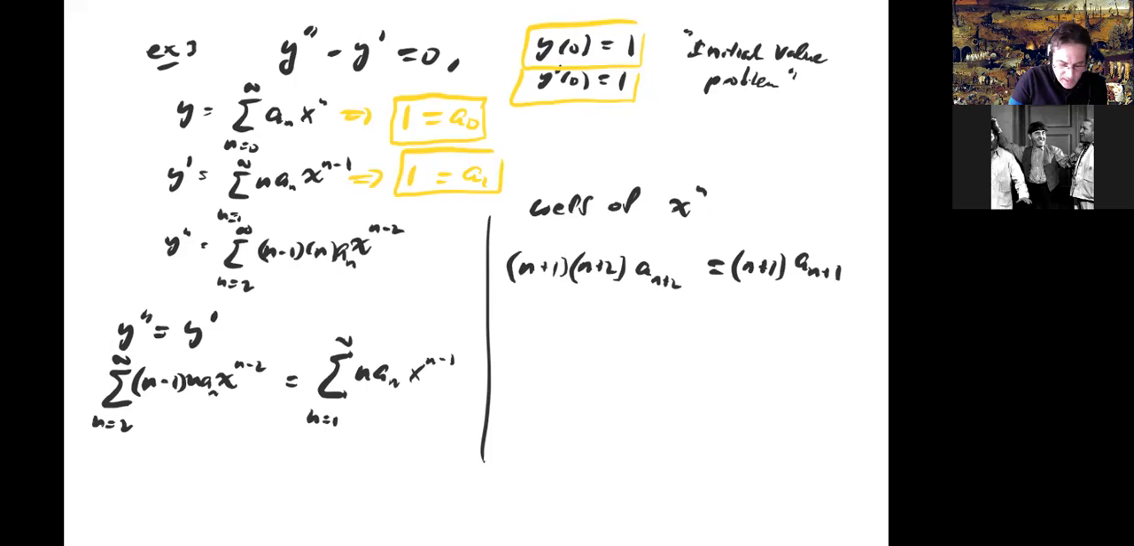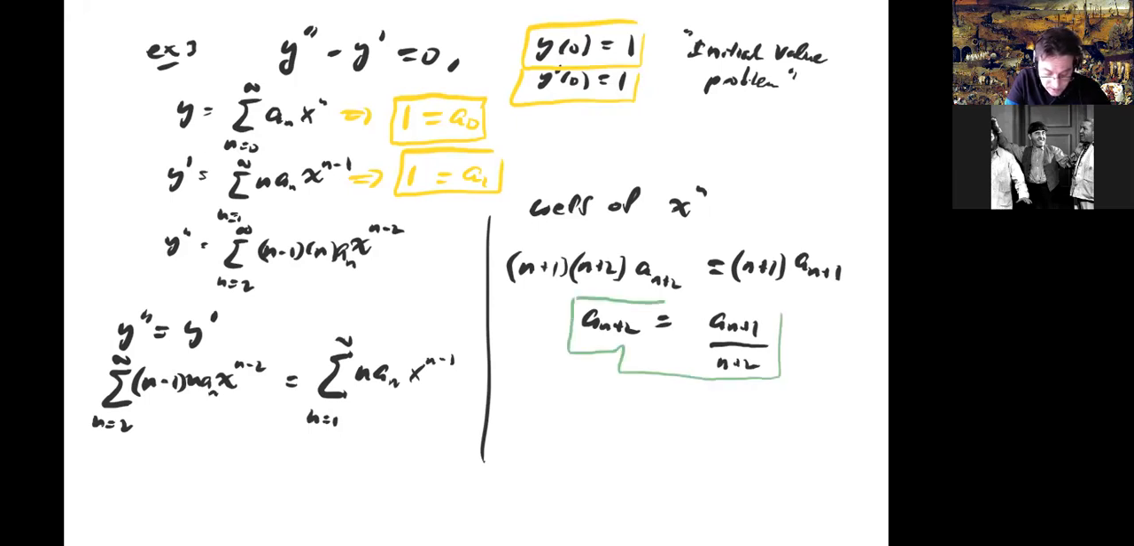So we can divide both sides by n plus 1 times n plus 2 to get a sub n plus 2 is equal to a sub n plus 1 divided by n plus 2. So the n plus 1's cancel and you're left with n plus 2. Okay, so we've derived an equation relating the coefficients. Let me circle that. Now we can use that to start calculating all the coefficients inductively, if you will, or recursively, if you will, or iteratively, if you will.